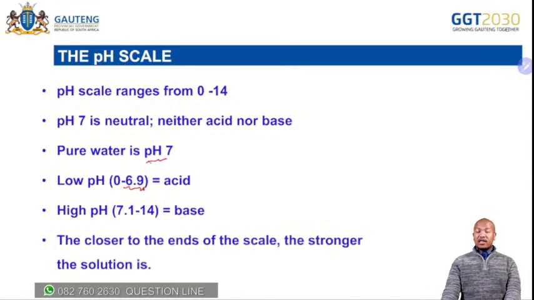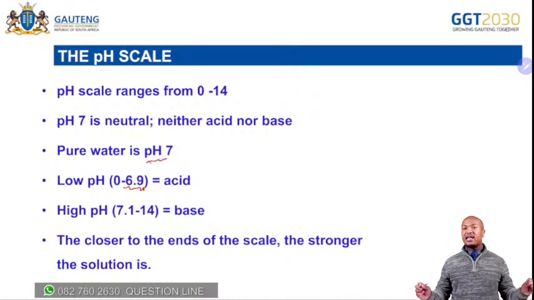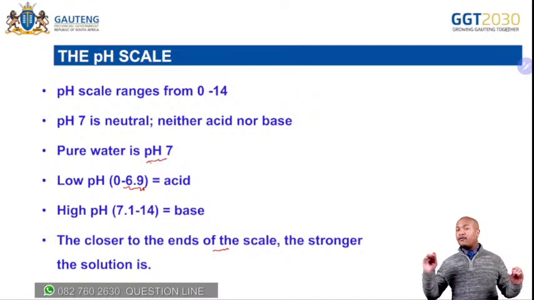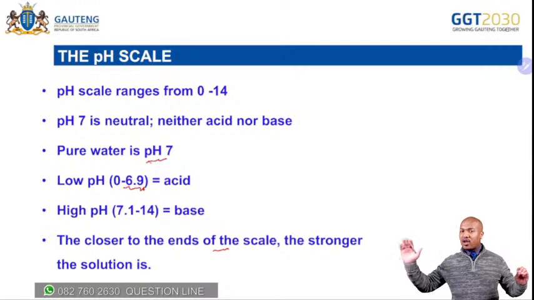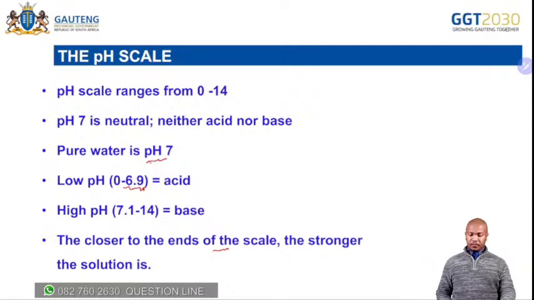And also closer to the ends of the scale, that's where you find the strongest solutions. So the closer to the end of the scale, the stronger the solution becomes. If you get 0, that is your strongest acid. If you get 14, that means it is your strongest base. Moving on.